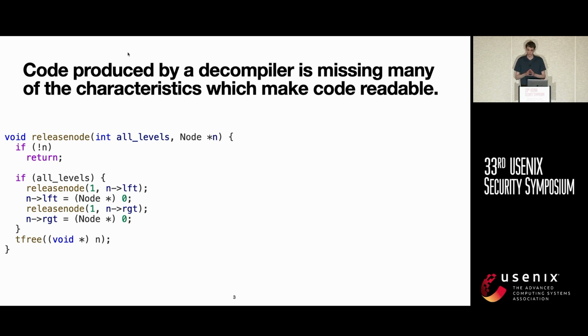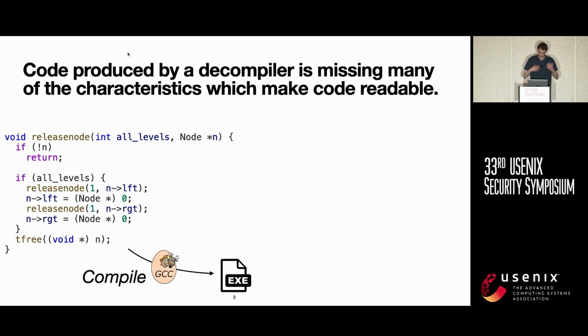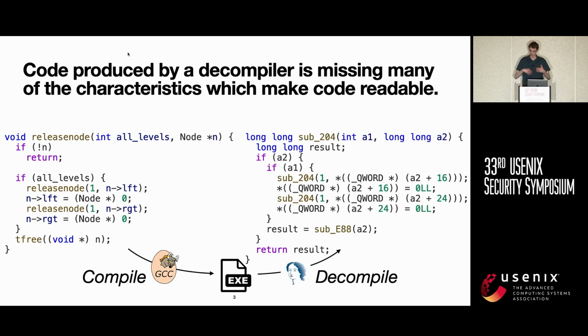Despite significant advances in decompilation over the years, code produced by a decompiler is missing many of the characteristics which make code readable. Of course, when a compiler compiles a program, a lot of the information is discarded. There's a lot of information in source code that is there for the programmer's benefit and not actually needed for the program to run. So when that same program is decompiled, that information isn't available for the decompiler, and as a result, the decompiler just has to make its best guess. The resulting decompiled code looks significantly different from the original.